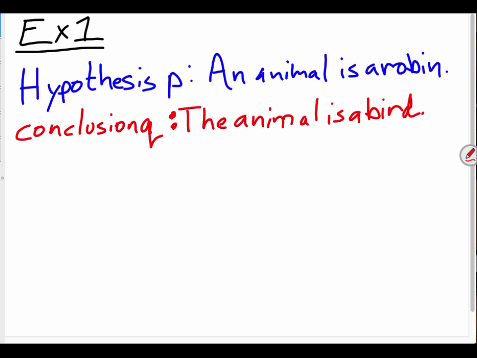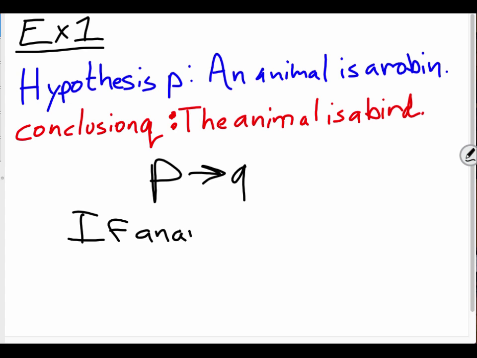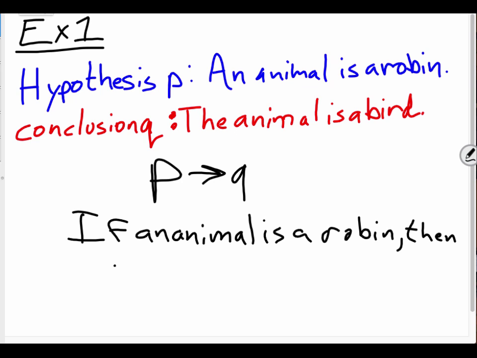Now, how would you write that as a conditional statement? How would I say P implies Q? If the animal is a robin, it's a bird. Yeah, if an animal is a robin, it is a bird. Very good. So if an animal is a robin, then it is a bird.